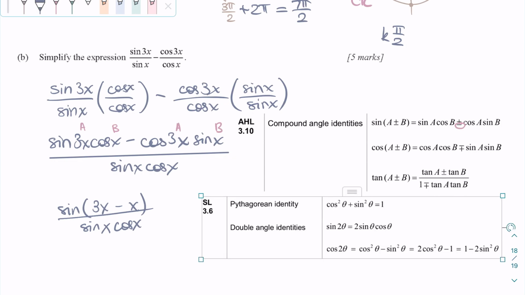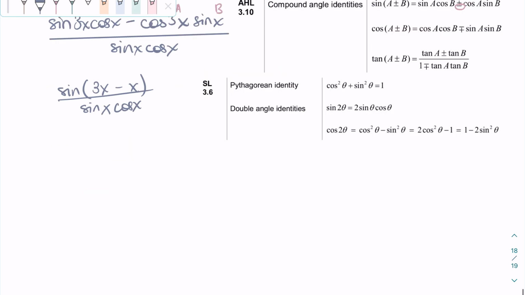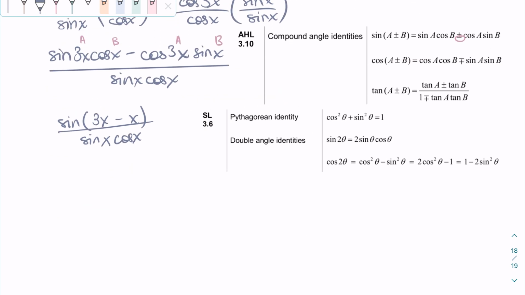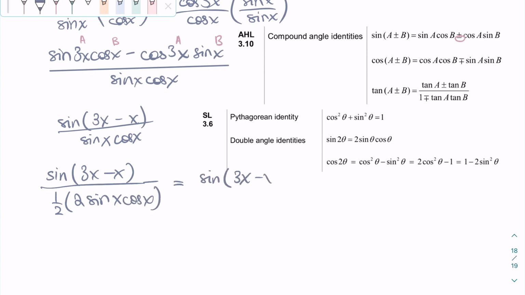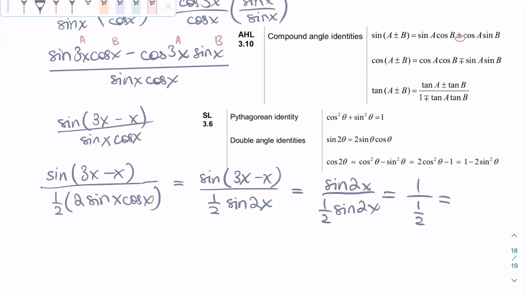We can now turn our attention to the denominator. If we look closely, it looks somewhat like a double angle identity found in the formula booklet of sine 2x. If we rewrite this denominator as 1/2 times 2 sine x cosine x, it actually looks like we can substitute sine 2x into our denominator. The numerator simplifies to sine 2x, which conveniently cancels out with the sine 2x in the denominator. And in the end, we get 2.